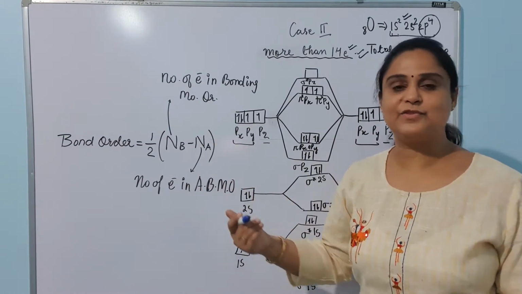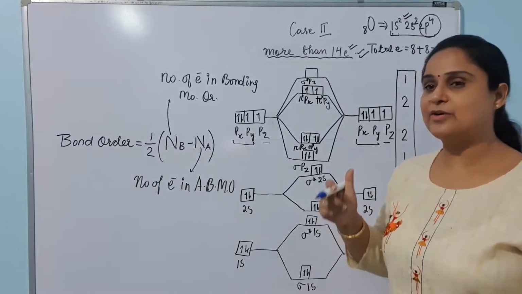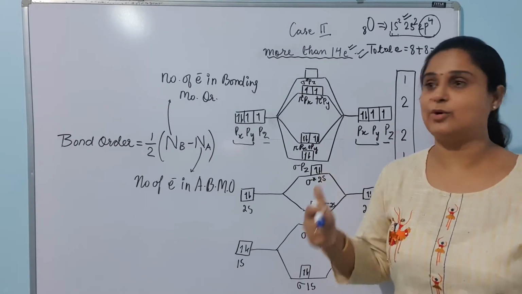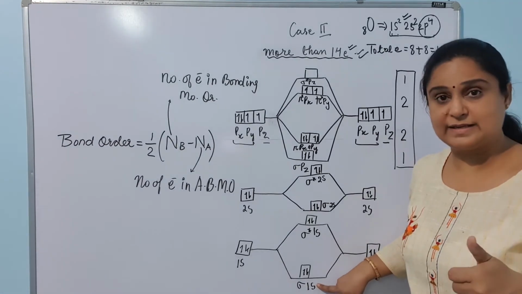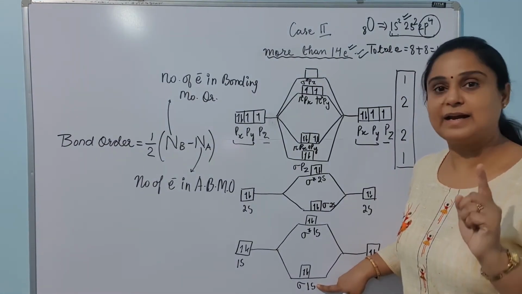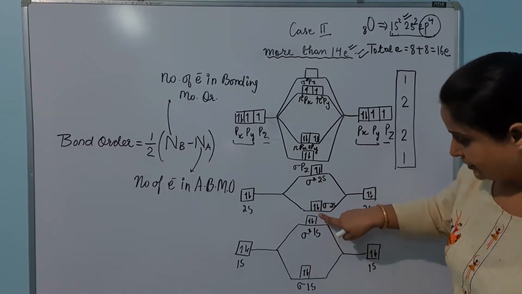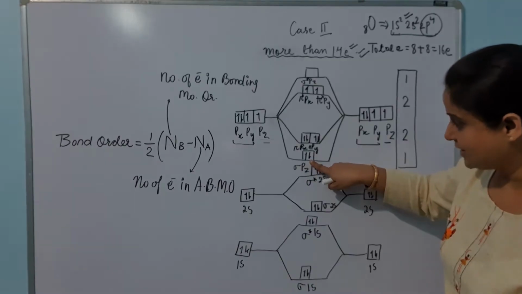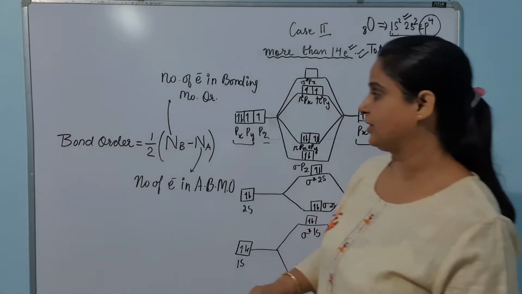So let's try it for the oxygen. Okay, so now let's count the number of electrons in the bonding molecular orbital. So the number of electrons in bonding means we are going to consider only sigma and pi. We are not going to count sigma star and pi star orbitals because they are anti-bonding. Fine. So this is 1, 2, 3, 4, 5, 6, 7, 8, 9, 10. So there are 10 electrons in the bonding molecular orbital.